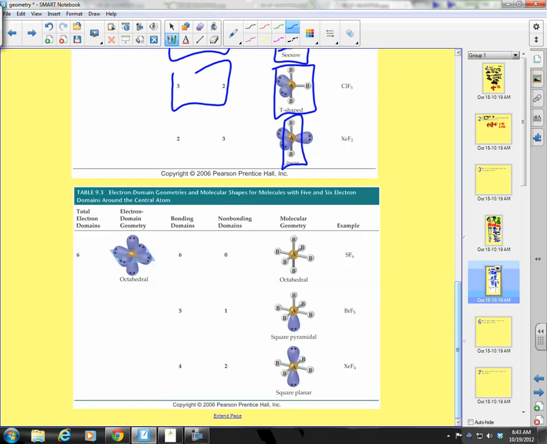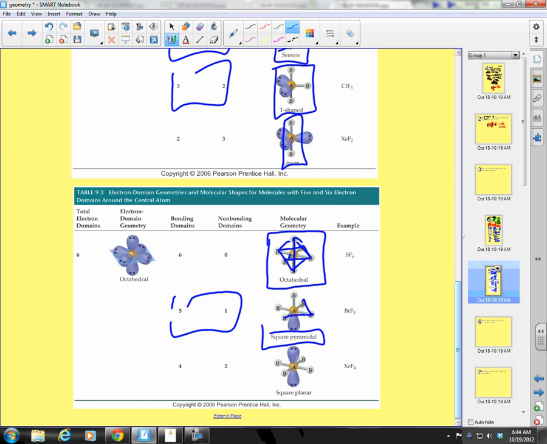6, 0. This is an octahedral. We have a square in one plane, and then you have 2 atoms apart from each other going through the other plane. If we really looked at the shape it makes, apparently it's going to make what? An octahedral. 5, 1, square pyramidal.